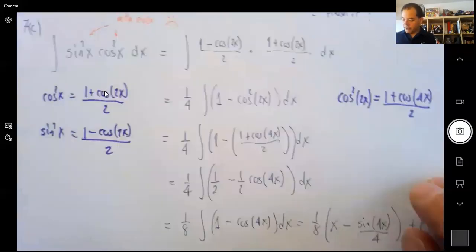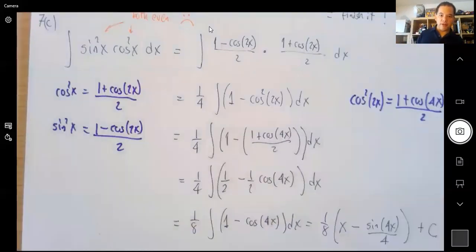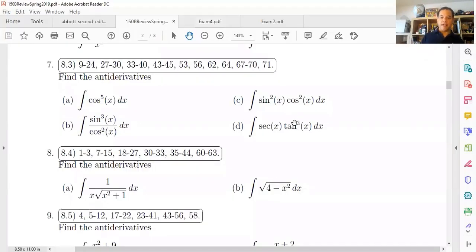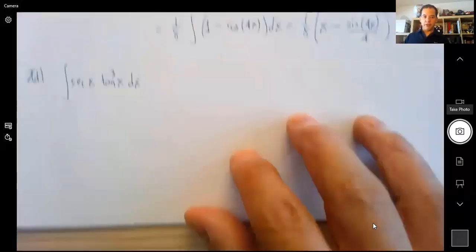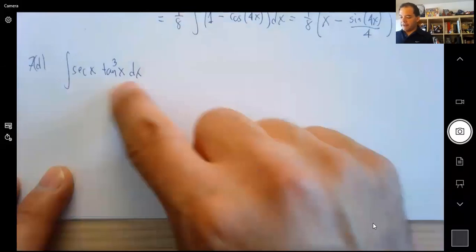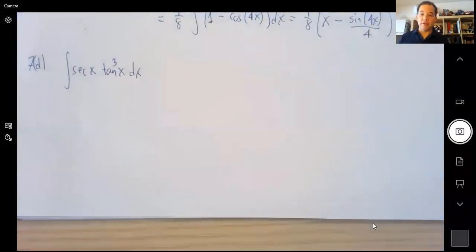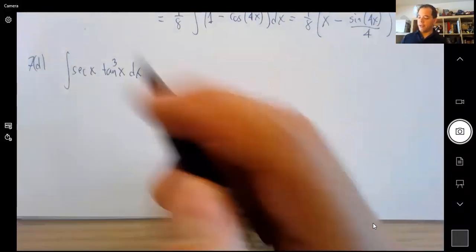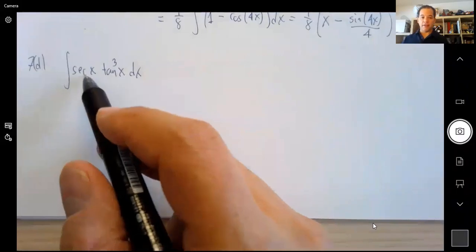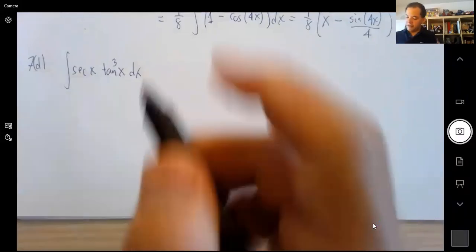And let's take a look at another one. So we can do one that has secant. So how about this one? Secant x tangent cube x, so 7D. Good. So for those, you want to either leave a secant tangent or to leave a secant square, right? Because the derivative of tangent is secant square, the derivative of secant is secant tangent. Here we cannot leave a secant square because we only have one secant. So our only choice is to leave a secant tangent. So that's what we do.